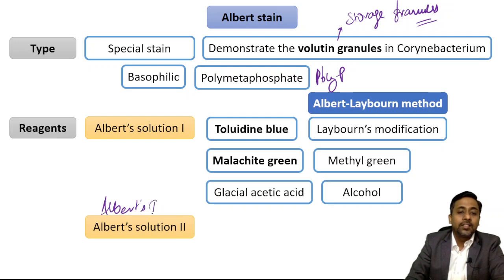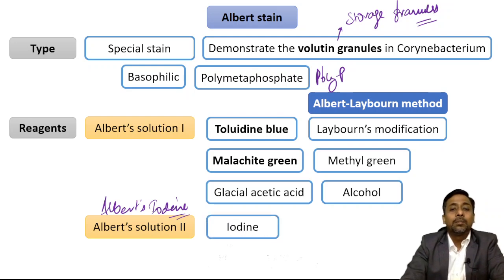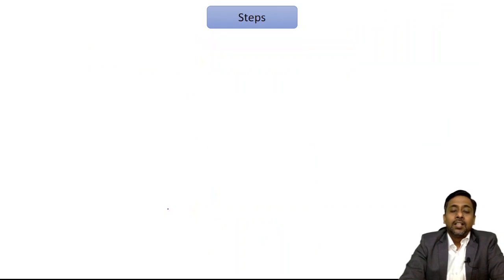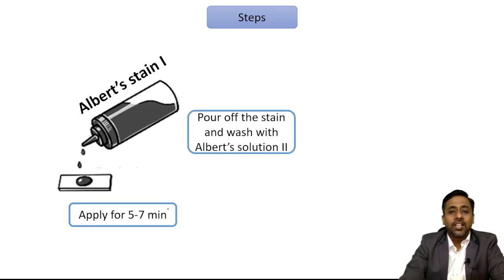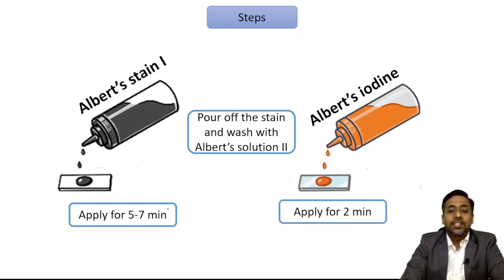Albert solution 2 is basically Albert's iodine, like Gram's iodine in Gram's stain. It is composed of iodine and potassium iodide. So what are the steps for staining? It is a very simple two-step procedure. In the first step, we add Albert stain 1 or Albert stain A and leave it for 5 to 7 minutes. Later on, we pour off the stain and wash the slide with Albert solution 2, that is Albert's iodine. We apply the Albert's iodine for 2 minutes, then wash it with water, blot dry it and examine under the microscope.